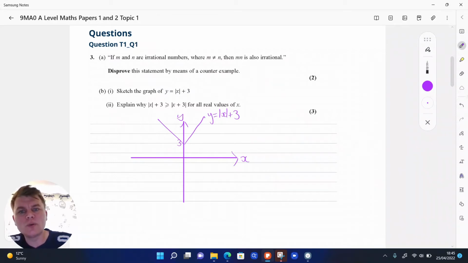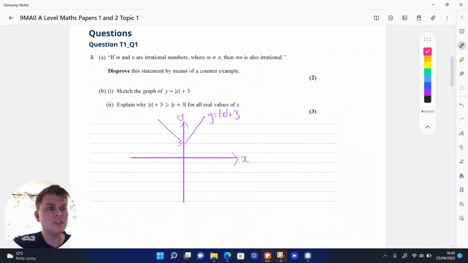Moving on to part 2, it asks to explain why the modulus of x plus 3 is greater than or equal to x plus 3, and that's the modulus of all of x plus 3 for all real values of x. So the clue here is in part 1, we've been asked to sketch a graph. So for part 2, it would make sense to also use this sketch to prove that statement.